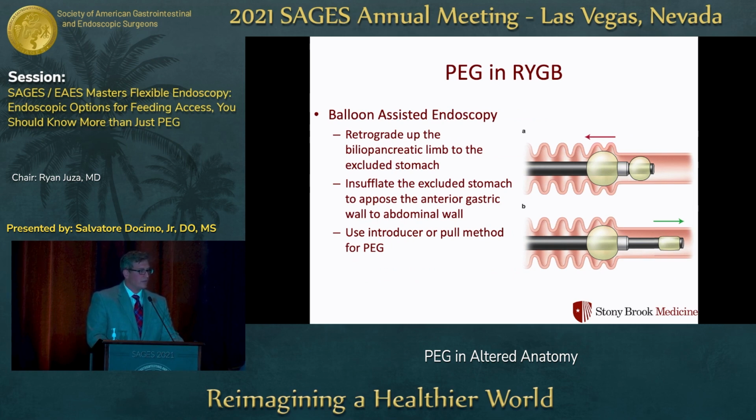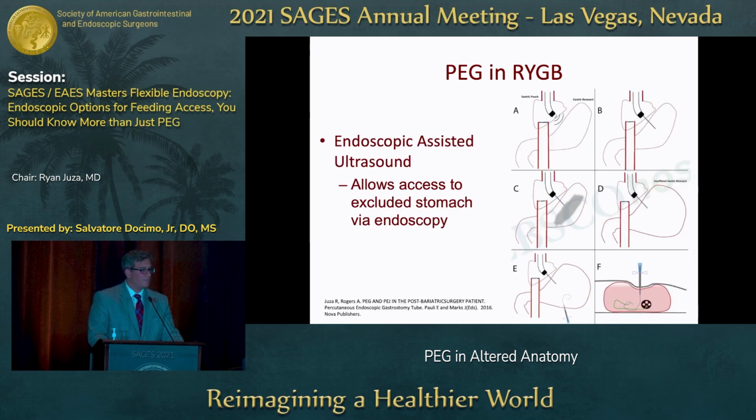Either surgeons or the majority of GIs will perform this procedure, in which you go retrograde through the Roux limb back up into the remnant stomach. Once you're in the remnant stomach, you just perform a standard PEG, either the introducer or pull method. The other option is endoscopic ultrasound-assisted. In these situations, you access the gastric pouch, perform an EUS, and gain access to the remnant stomach. Then you follow the standard PEG placement we were talking about earlier today and place your standard PEG. And again, these options are great.